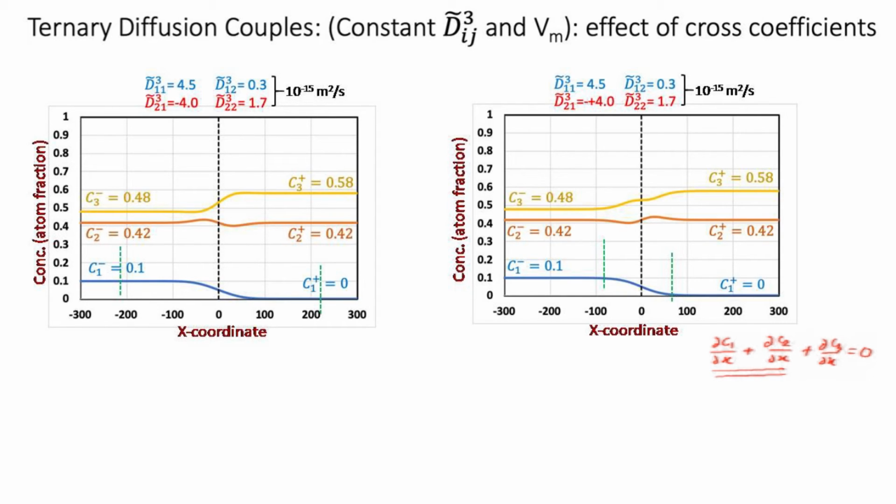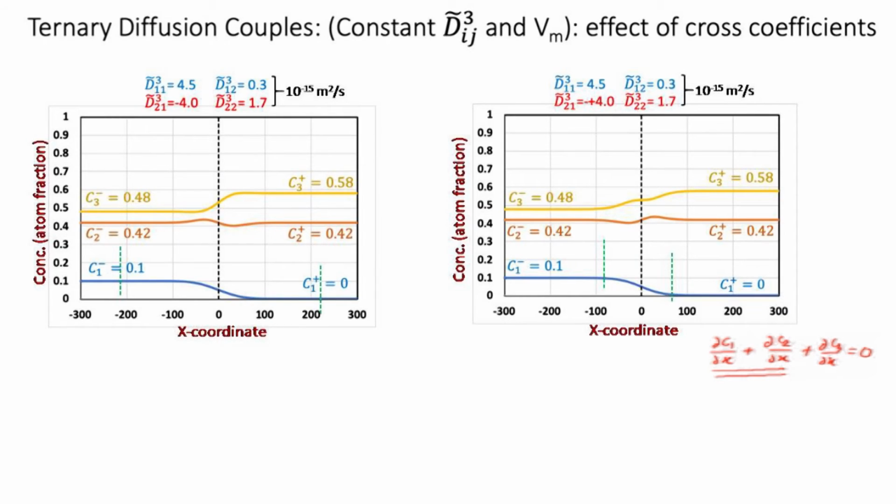So, if the gradient of 2 changes, and you can see there is not much change in the concentration profile of component 1, the concentration profile of dependent component 3 also has to change in order to satisfy this equation. So, this is how the diffusional interactions can give very interesting concentration profiles, and these diffusional interactions are quantified in terms of the cross coefficients.